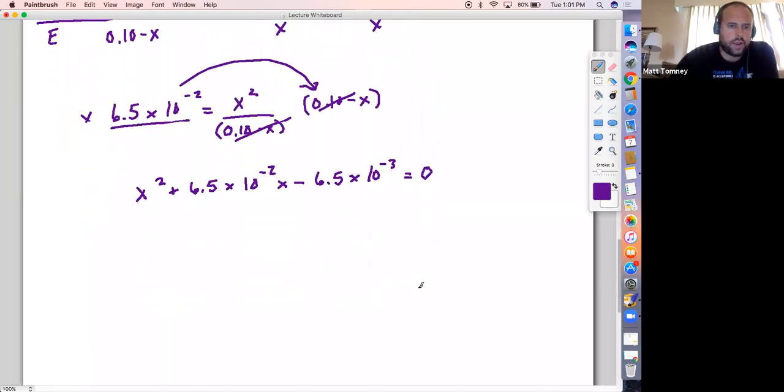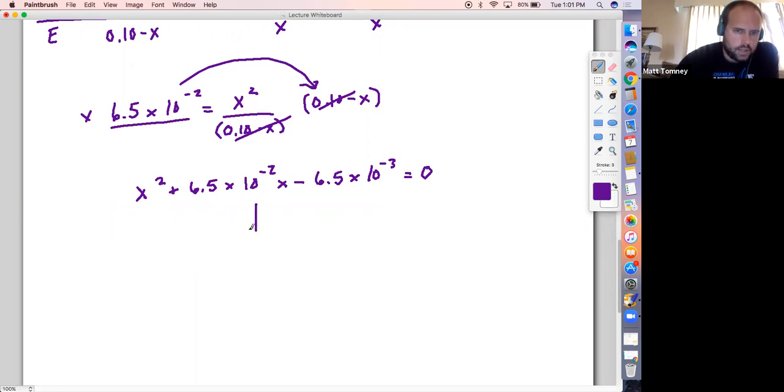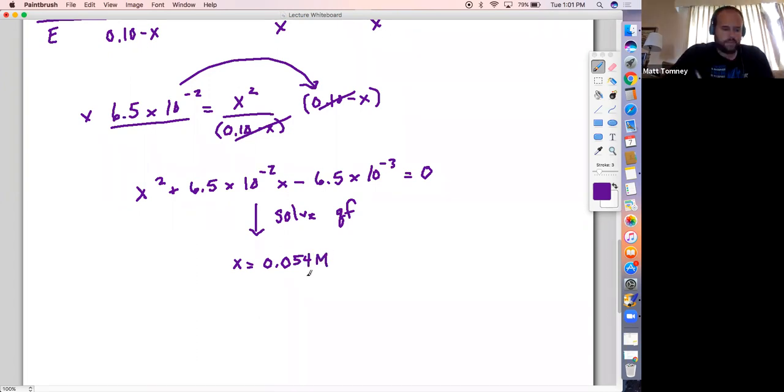Okay, so then you do your a, b, and c, plug it into your quadratic equation, and when you solve your quadratic equation, the usable answer, for the sake of time, we're not going to do this because we have a lot of work, but we solve the quadratic formula, and the usable answer you should find from that is going to be x equals 0.054 molarity. All right, so we've just solved for x using the quadratic.